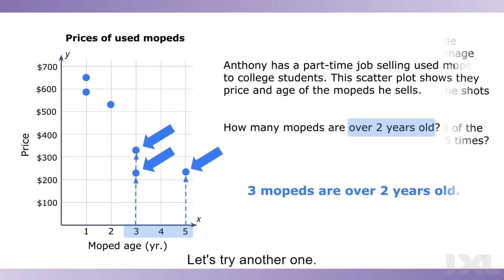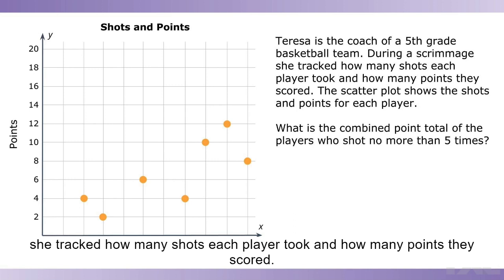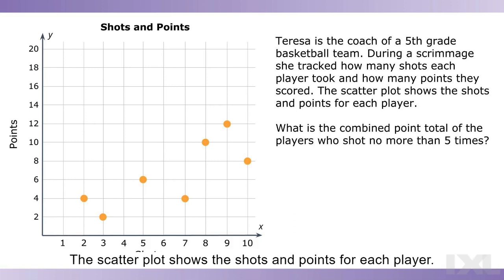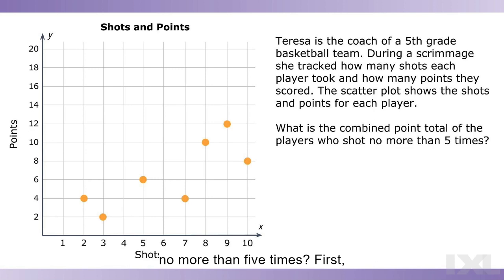Let's try another one. Teresa is the coach of a 5th grade basketball team. During a scrimmage, she tracked how many shots each player took and how many points they scored. The scatter plot shows the shots and points for each player. What is the combined point total of the players who shot no more than 5 times?